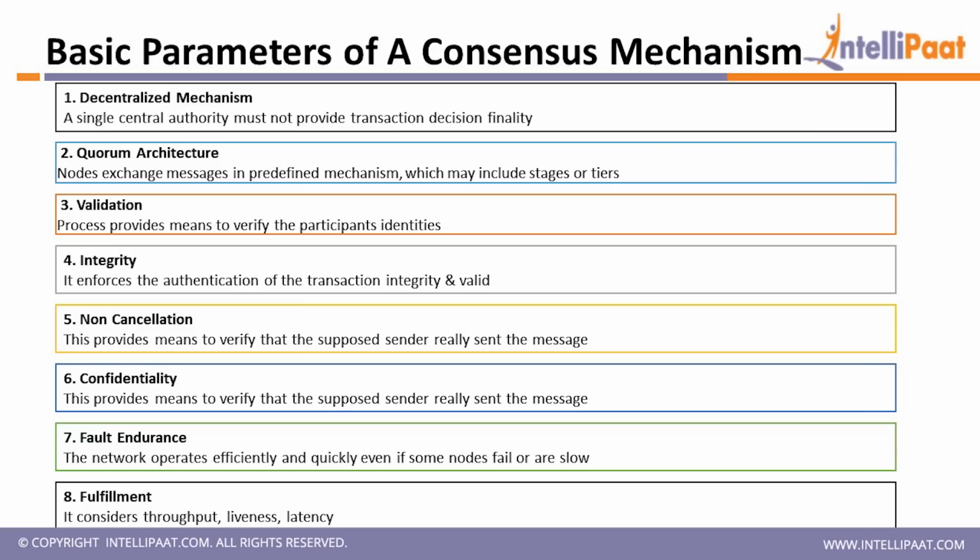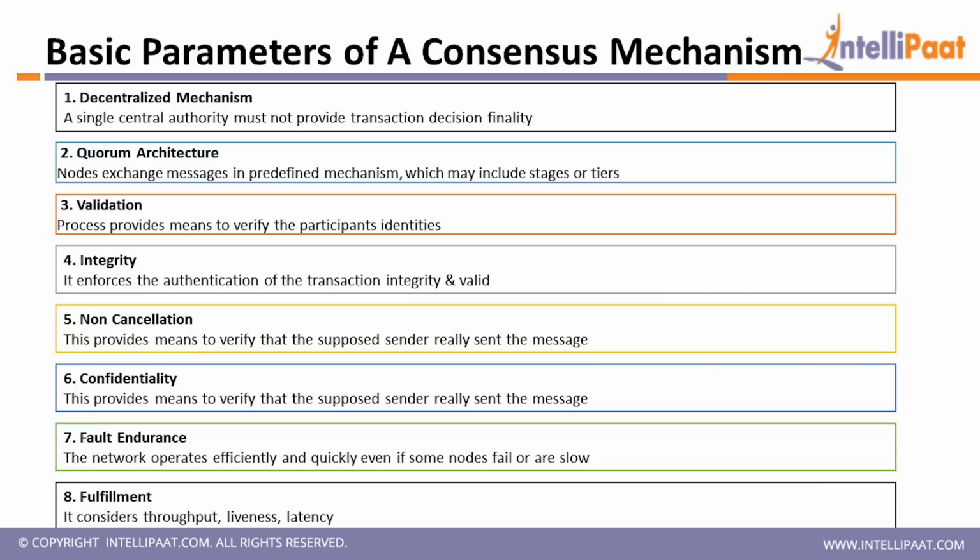This could be done using the private-public key pair. The validator node uses the public key of the sender in order to validate the identity by decrypting the message and using hash mechanisms. Sixth parameter is confidentiality. Your consensus mechanism should provide means to verify that the supposed sender really sent the message and whatever he sent is not changed and not visible to anyone. So the information shared inside the packet or transaction should be kept confidential and should not be visible to any other member inside the network.